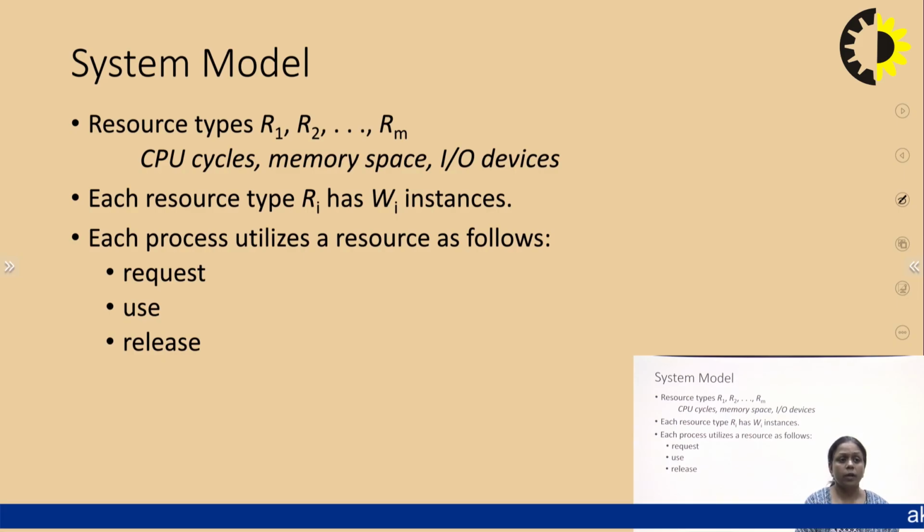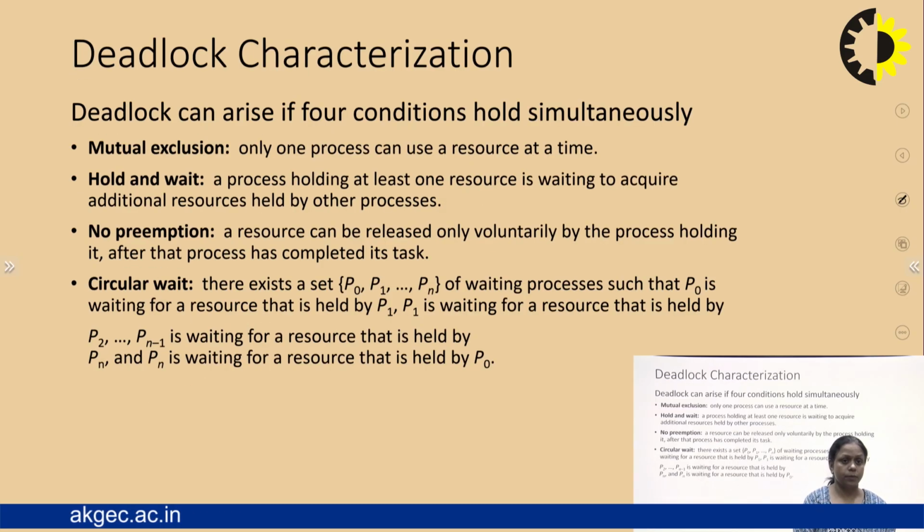Each process utilizes resources as follows. Firstly, the process will request the resource, then use the resource and then release the resource. So, these three steps are used for resource allocation. The process will use these three steps for demanding the resource and then releasing the resource.